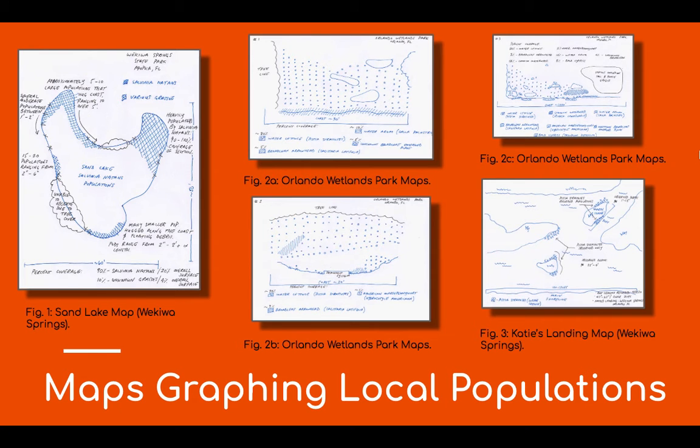Here are the figures and graphs that I took from each location at Wekiwa Springs and Orlando Wetlands Park. So figure 1 and figure 3 are both from Wekiwa Springs, Sand Lake, and Katie's Landing, while figures 2A, 2B, and 2C are from Orlando Wetlands Park. And we'll discuss those further throughout the slideshow.